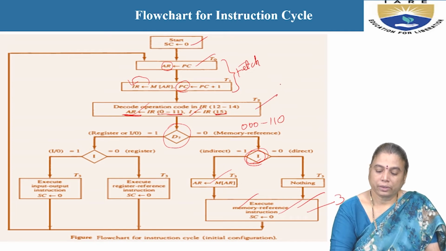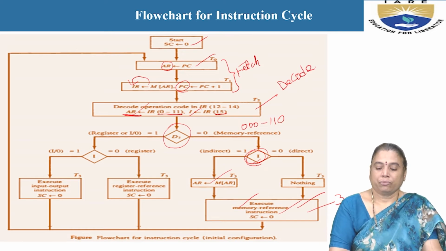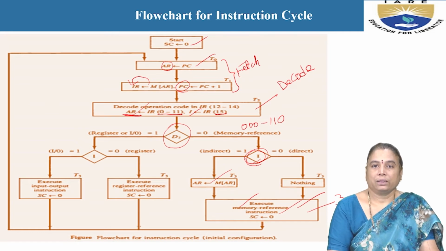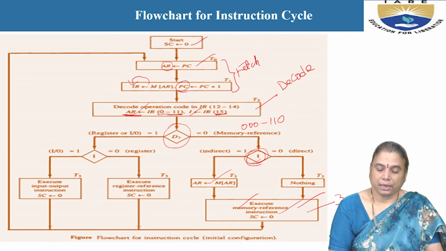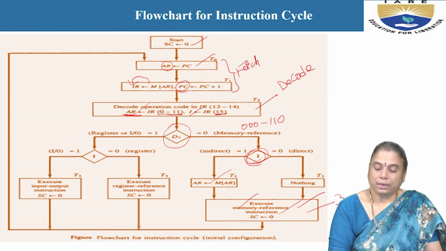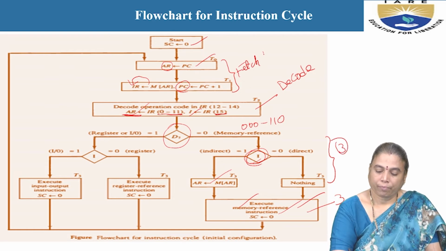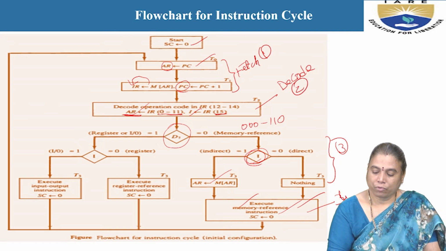So this is the second step, the decode step. The decode operation: after decoding the instruction in the instruction format, it is easy to identify which category of instruction it is. And here, after identifying it is a memory referenced instruction, we have to check whether it is a direct address or indirect address. So this is the third step, getting the effective address from the memory. And this is the fourth step, executing the instruction.